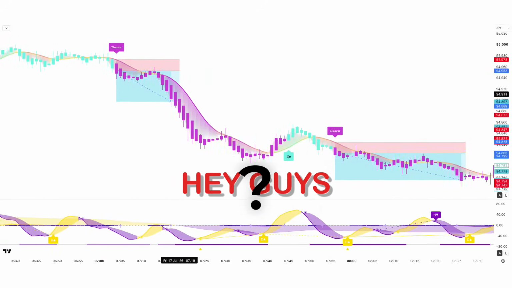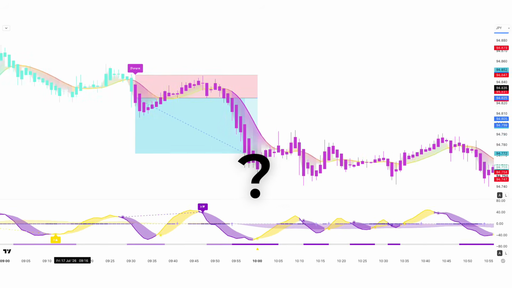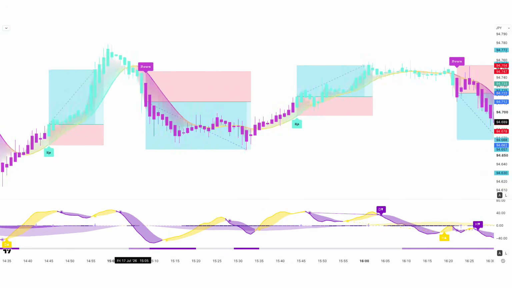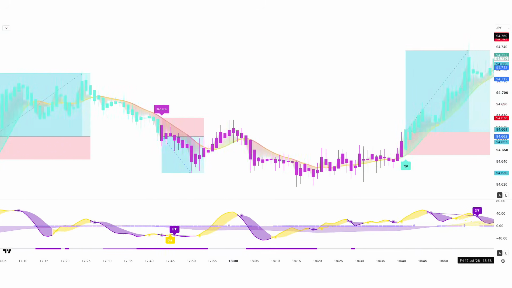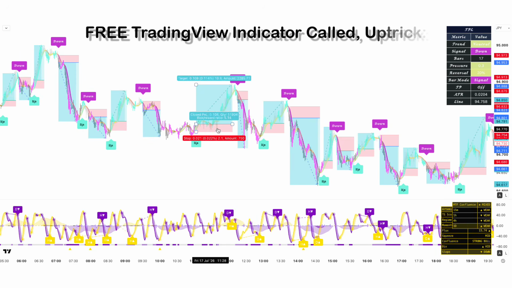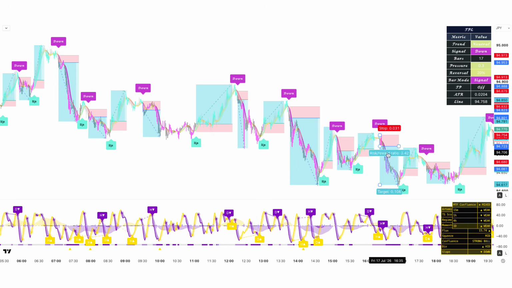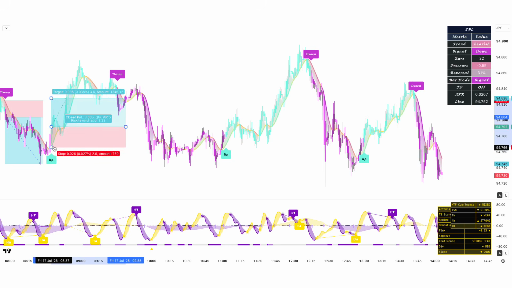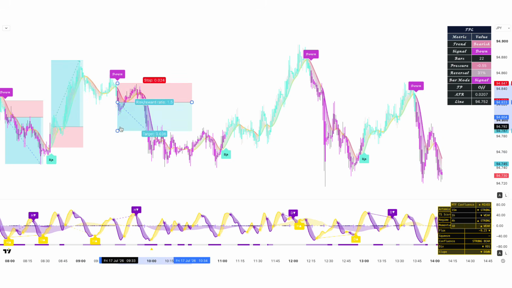Hey guys, have you ever looked at a chart and thought, if only I had entered a few candles earlier? That single decision can completely change the outcome of a trade. In today's video, we're exploring a free TradingView indicator called Uptrick Trend Pressure, an indicator designed to help identify potential reversal zones before a new move begins.